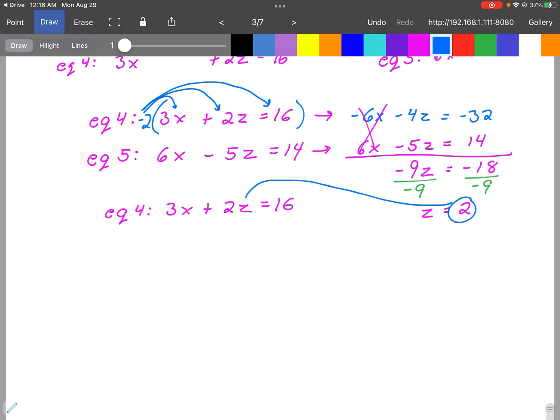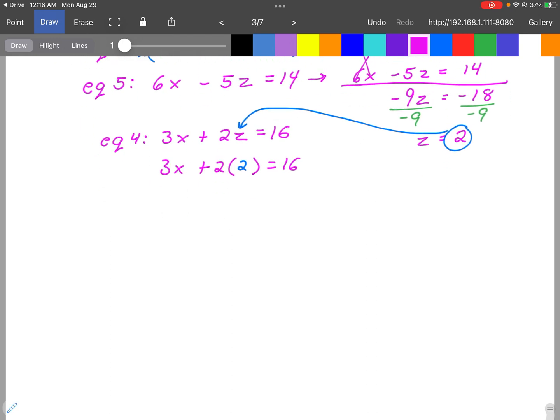And now we need to take this value of z that we just found and plug it into the z. So that's going to be 3x plus 2 times, we said z was 2, and then that's going to equal 16. So now we can do the math and solve for x. So we have 3x plus 4 equals 16. I need to subtract my 4, which gives me 3x equals 12.